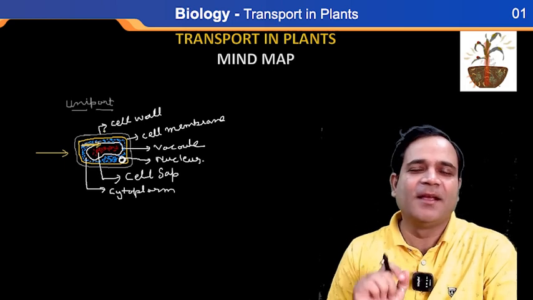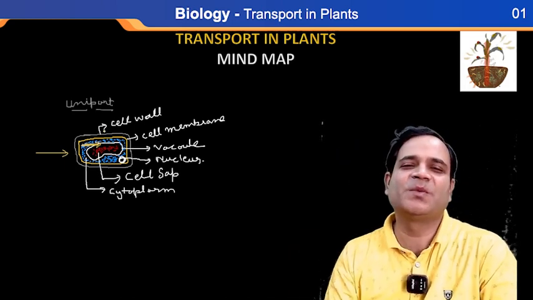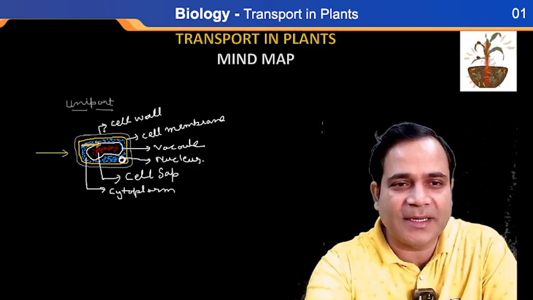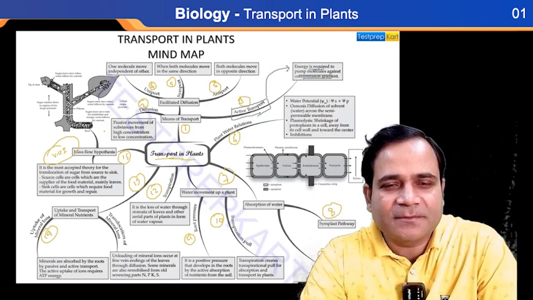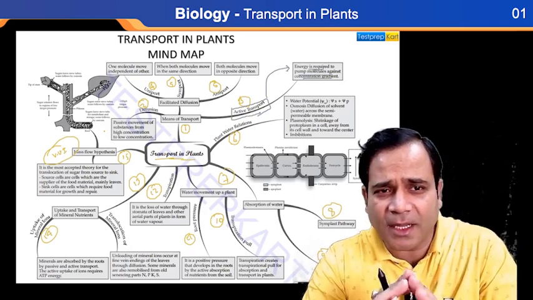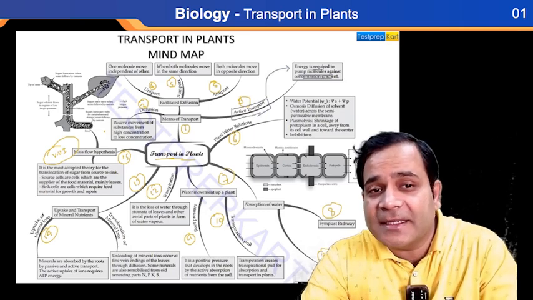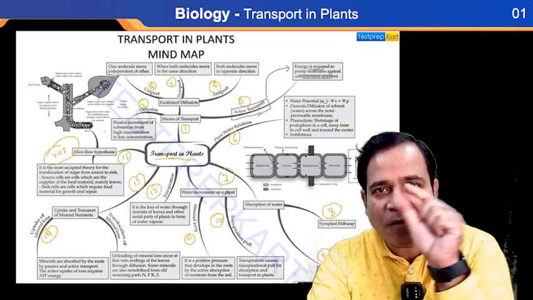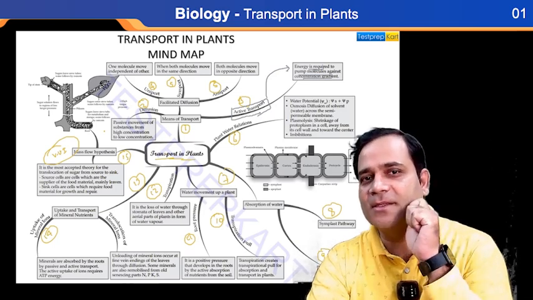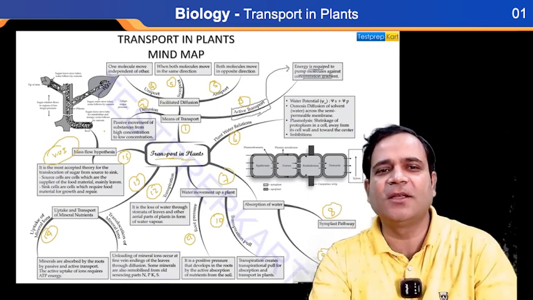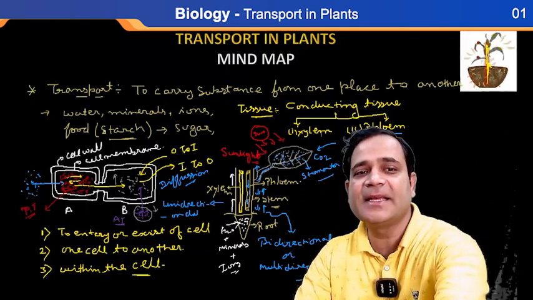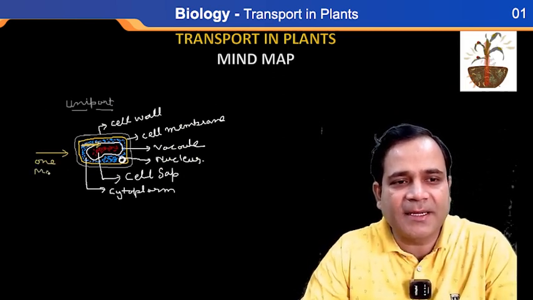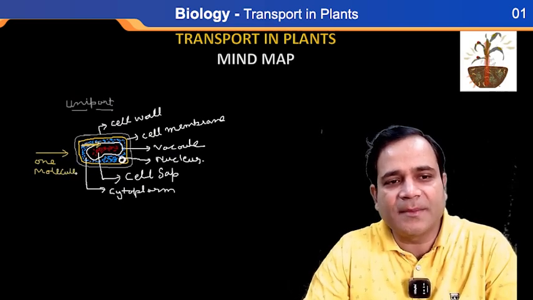Okay, so let's see. I'm saying here about transport, but the question is how, there are so many types. Number one is uniport. Now see, in this mind map, uniport is clear. Now, if I say symport, it means that both molecules move in the same direction. Suppose there are two molecules moving in the same direction. See here, in uniport there is only one molecule.